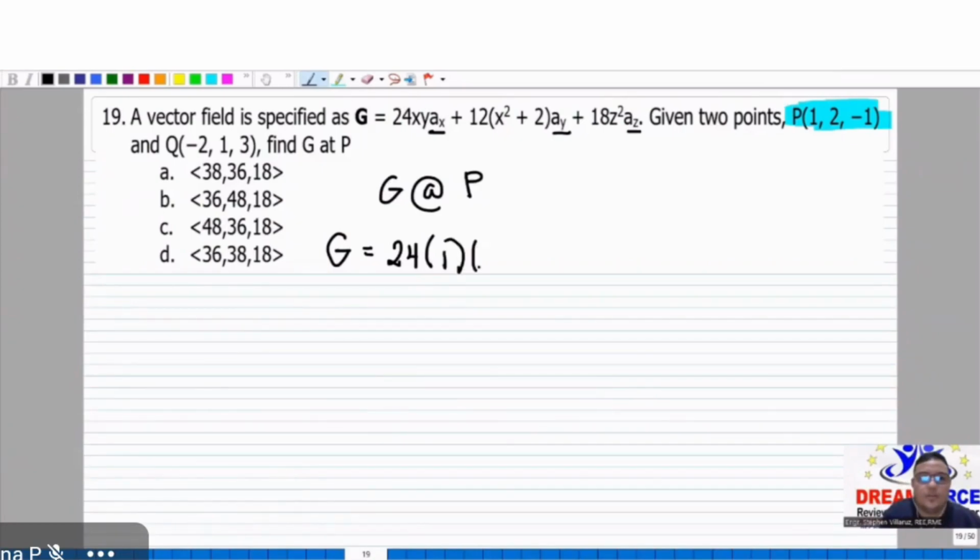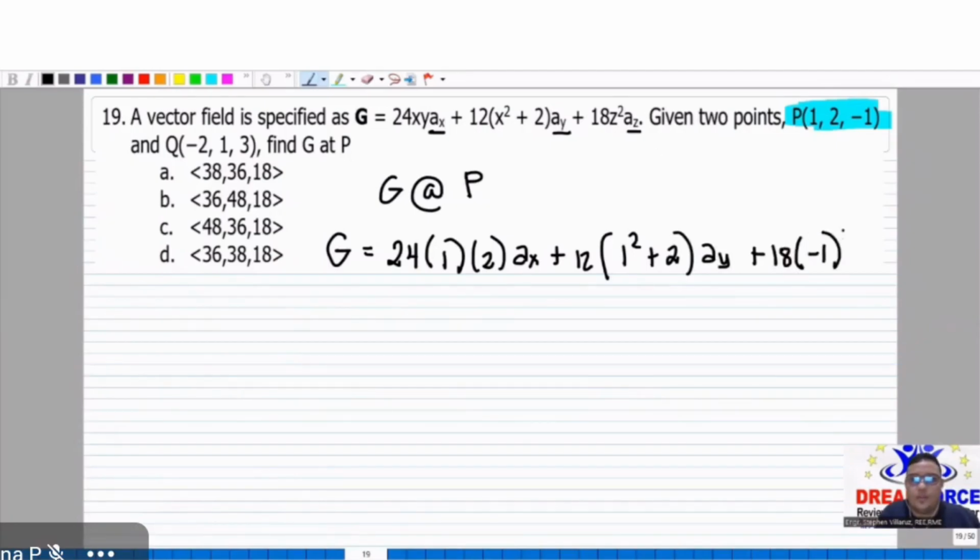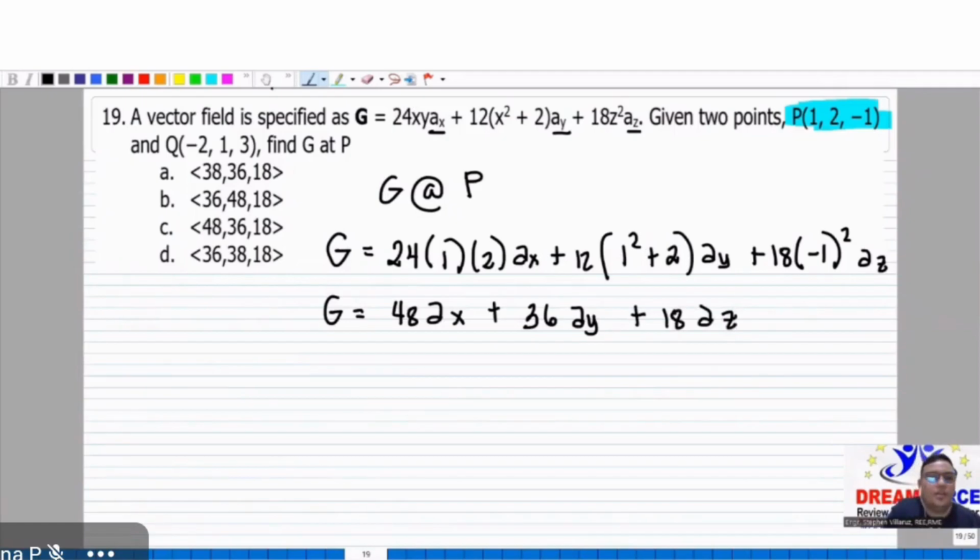So, this is 24 times 1 times 2 AX plus 12 multiplied by x squared. So, 1 squared plus 2 multiplied by AY. Then, plus 18 times yung ating Z, negative 1 squared AZ. Okay? So, therefore, this is 48 AX plus 12 times 3. Okay, so this is 36 AY, then plus 18 AZ. And that's letter C.